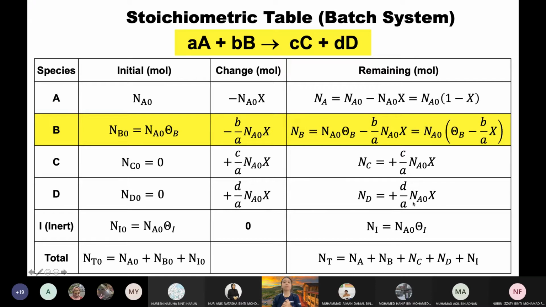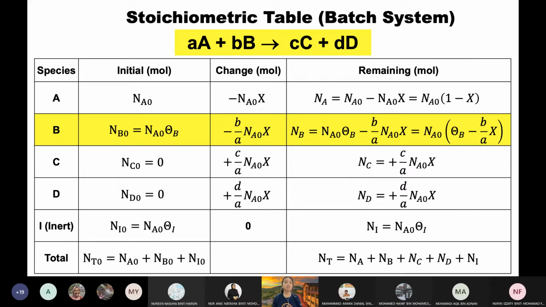So you imagine, I'll give you an example in the form of numbers. Say NA naught is 5. Earlier we got NA naught minus NA naught X, which is 5 minus 5X, right? So by right, NA equals 5 minus 5X. Or say we know the value of X. Earlier I gave an example, say X is 0.8. Hence minus NA naught X becomes minus 4, right? So 5 minus 4 leaves 1. It means 5 came in, 4 have reacted, so it becomes negative 4 that have reacted, and what remains is 5 minus 4, which is 1. So NA is 1 in the form of number. In the form of symbol, it becomes NA naught in bracket 1 minus X.